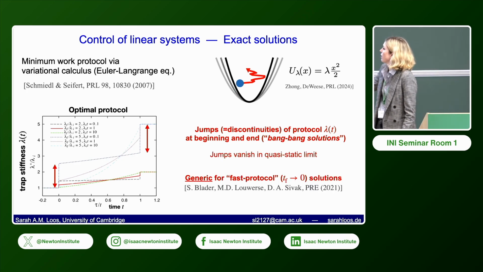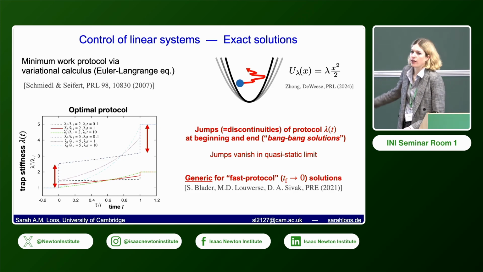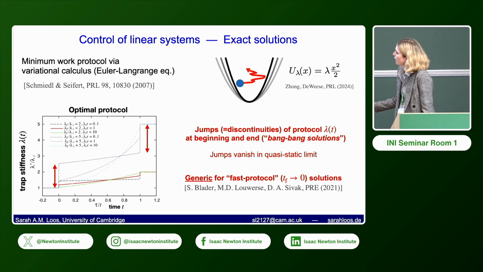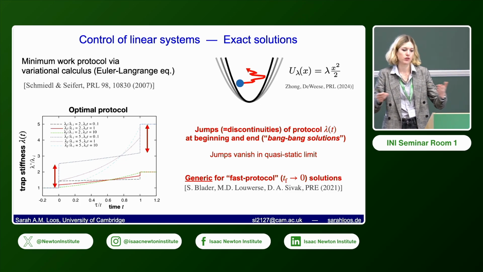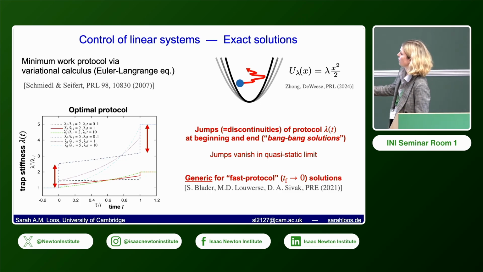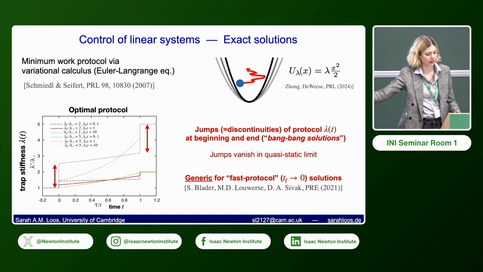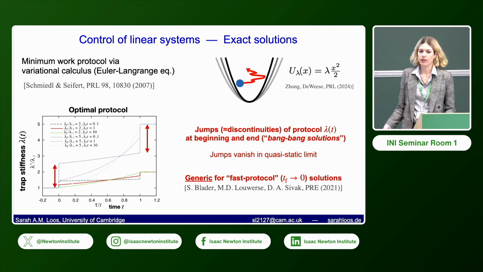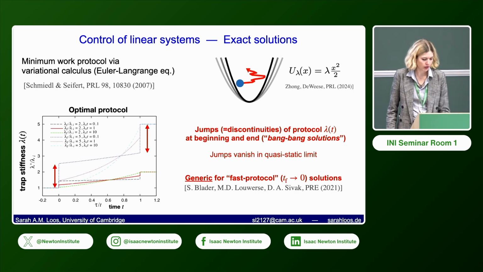And these jumps generically vanish in the quasi-static limit, where you just go infinitely slow. And yeah, in this paper, it was shown that you always have these jumps if the time of the process goes to 0. But that's also kind of expected, because then the only thing you can do is really going infinitely fast. But it was shown that this also holds if you allow for a little bit of time in between.